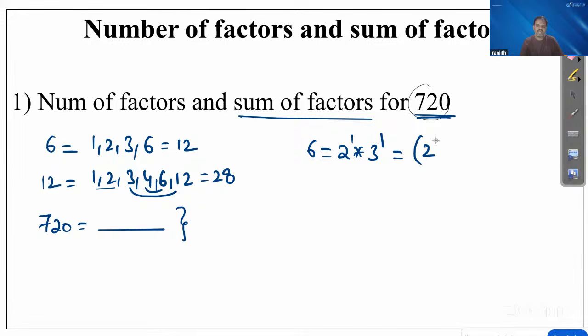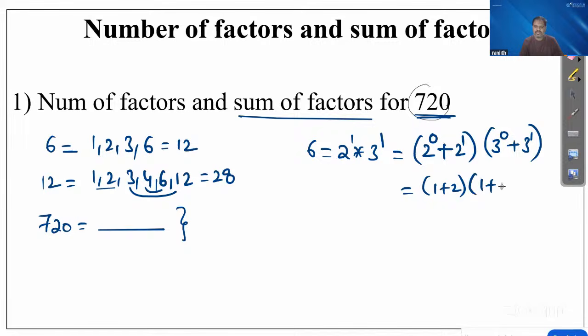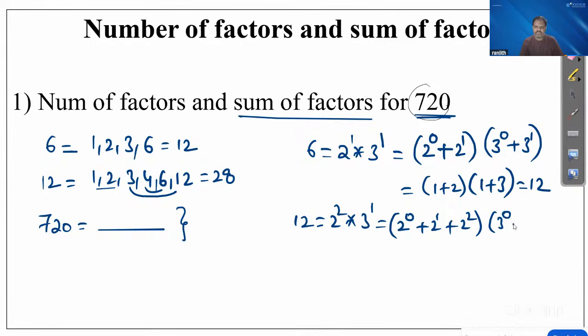2 power 1 can be written as, as we just discussed, it starts from 2 power 0 plus 2 power 1, into 3 power 0 plus 3 power 1. 2 power 0 is equal to 1. So (1 plus 2) into (1 plus 3), 3 fours are 12. Next, 12 can be written as 2 square into 3 power 1. 2 square gives 2 power 0, 2 power 1, 2 square, and 3 power 0, 3 power 1. So that will be 7 into 4 equal to 28.